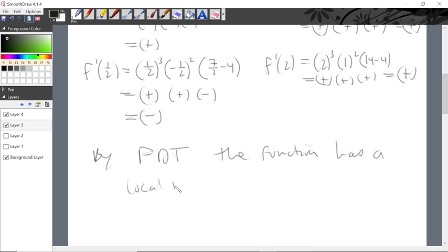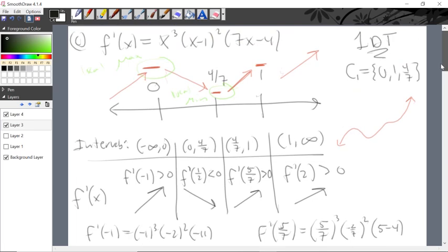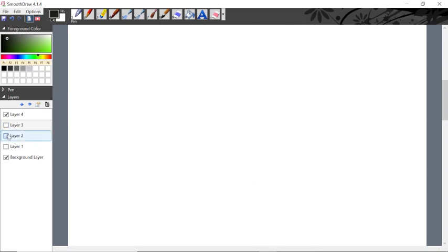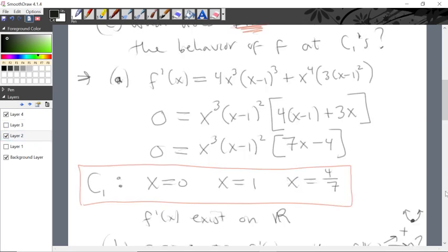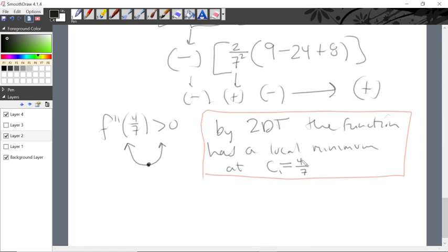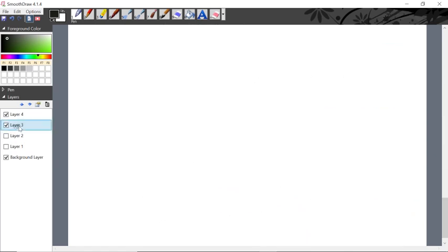All right, so by the first derivative test, we see that the function has a local maximum at c1 is equal to 0, and okay, it also tells us that we have a local minimum when c1 is equal to 4/7. That's, you know, we established that earlier, and I would say it took a little more work maybe with the second derivative here, but we found that it had a local minimum at 4/7 earlier as well.